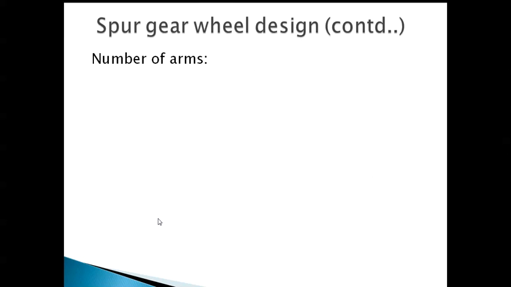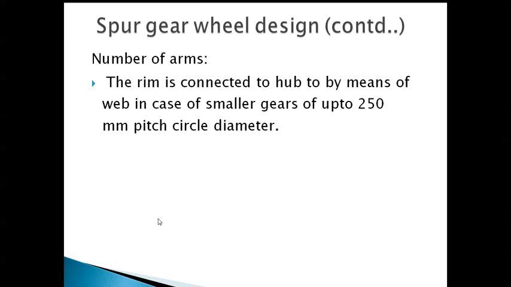So here the number of arms is decided by how the rim is connected to the hub. In the case of a smaller gear, up to 250 pitch circle diameter, the rim is connected to the hub by means of a web. So if the pitch circle diameter is below 250, then the rim is connected to the hub by means of a web. It is a complete piece of material, which is a web.